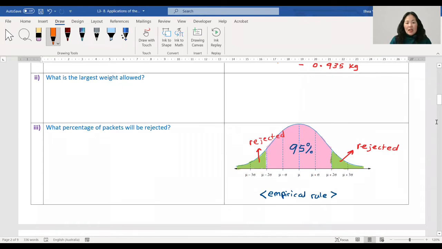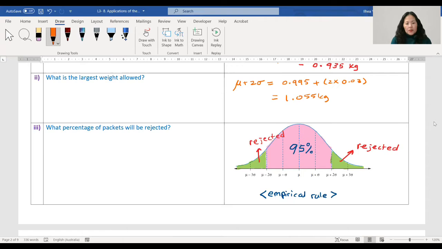Next one, what is the largest weight allowed? You could take that as mu plus 2 sigma, isn't it? Or you could just use the bell curve. Now, if I use this, it'll be 0.995 plus 2 times 0.03. Put that in your calculator. It's 1.055 kilograms. That's the largest one we're going to get. And if it's more than that, they'll throw it away.